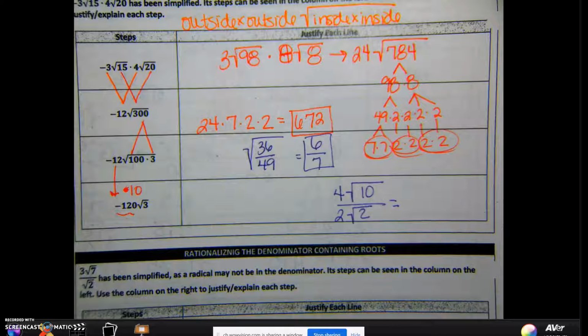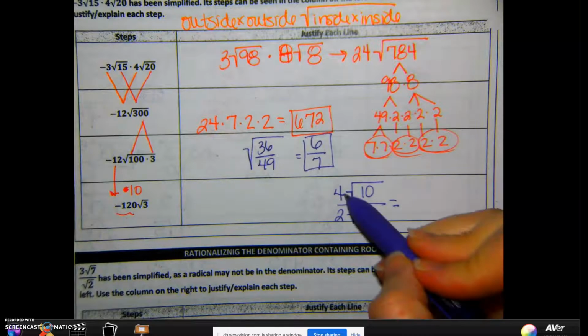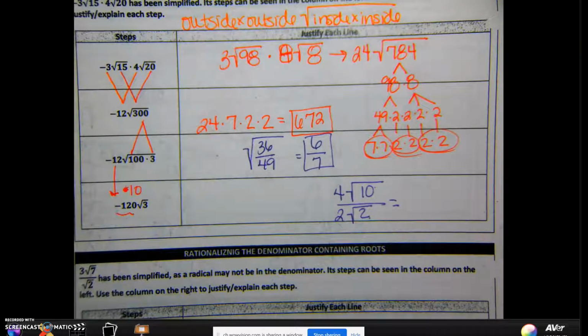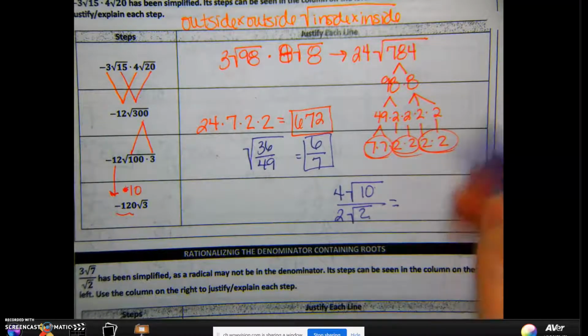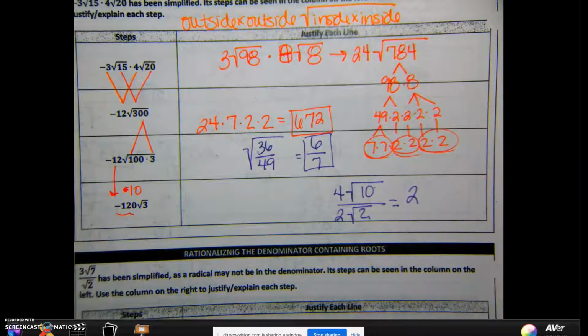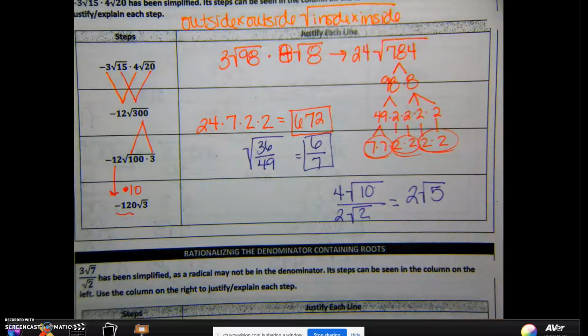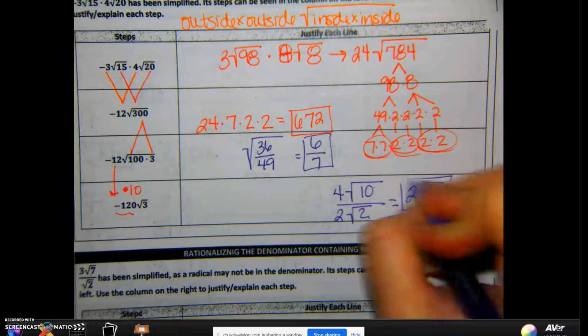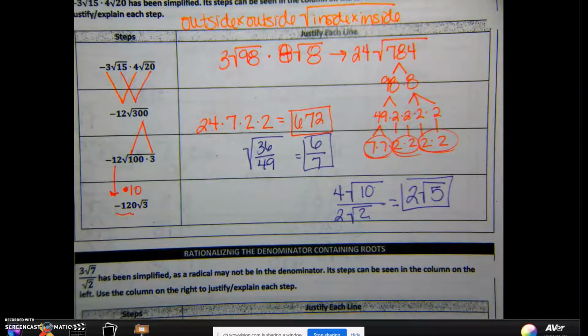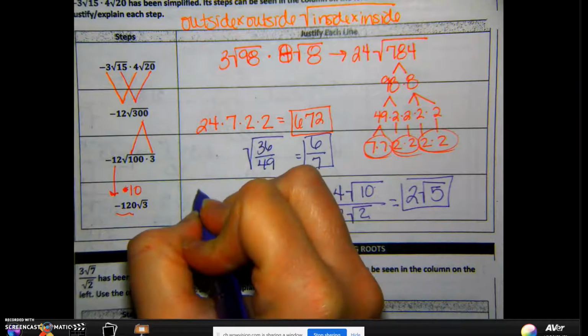Anybody want to take a guess? On multiplication, we did outside times outside, inside times inside. What do I do on division? Divide them. Outside divided by outside, inside divided by inside. So what's 4 divided by 2? 2. Nothing's on the bottom, right? What's square root of 10 divided by square root of 2? Square root of 5. Does 5 break down? No. So is that my final answer? Okay, let's try this one.